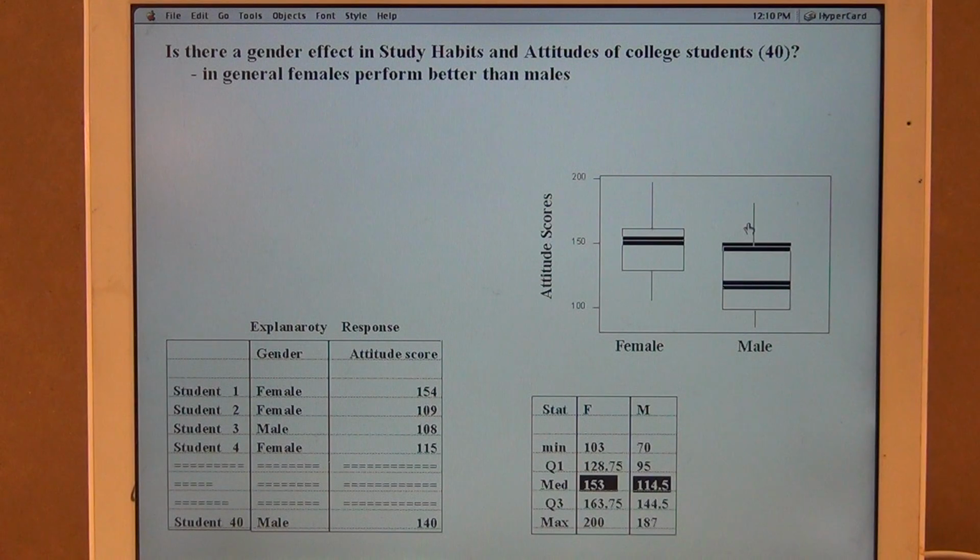This is the box plot for males. This is the box plot for females. And why don't you put this on pause and take a look at this data and see if you can come up with some general conclusions about it, and then turn it back on and we'll go over it.